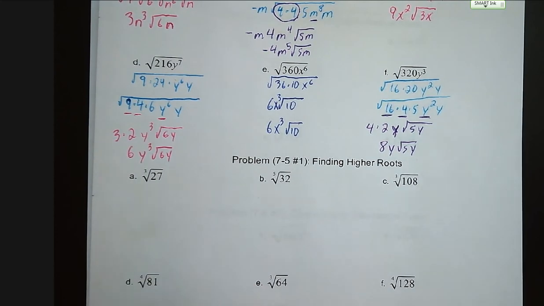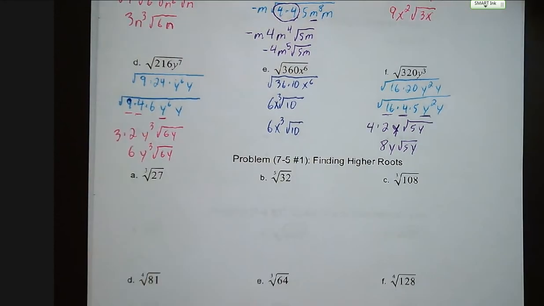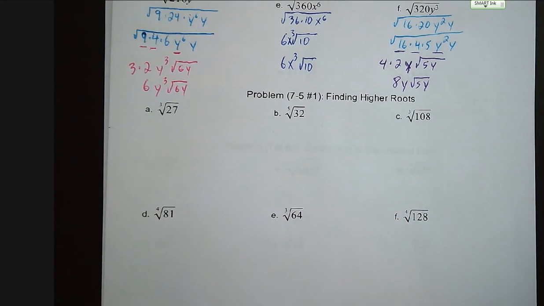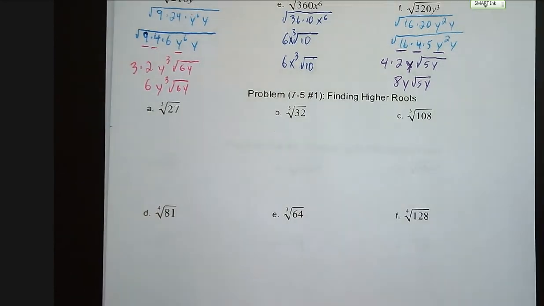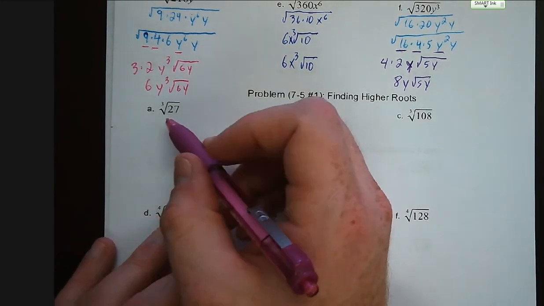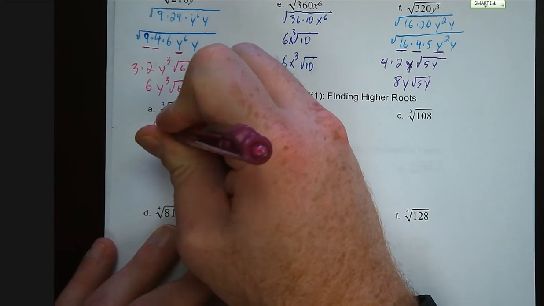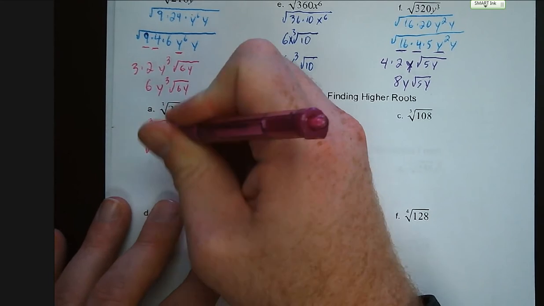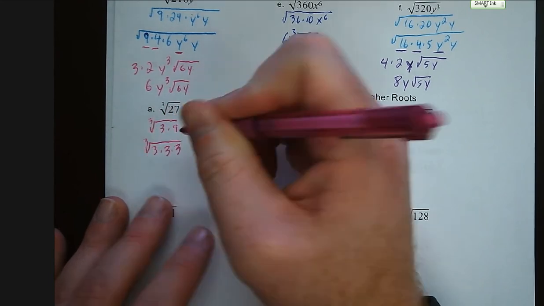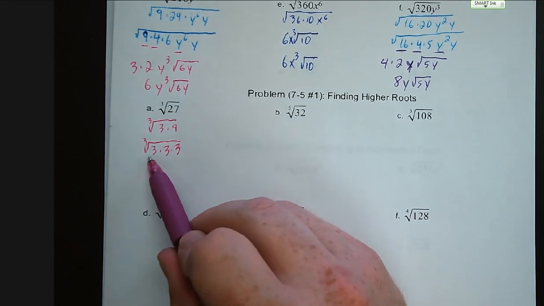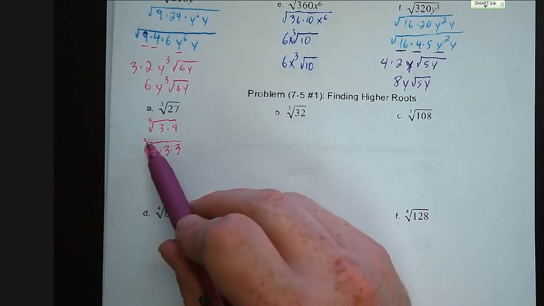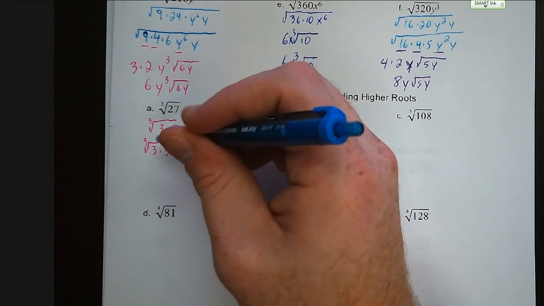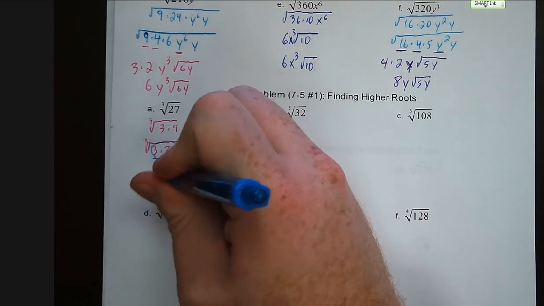Okay. Now, finding higher roots, problem 7.5, number 1. So this is where we're dipping into those 7.5 lessons. We need to look at roots of larger numbers. So what are my factors of 27? Well, it's 3 times 9, and that's the cube root of 3 times 3 times 3. Now you'll notice here we have 3 3's, and we're taking the cube root. So we're going to take all 3 of them out, and we're just left with a 3.